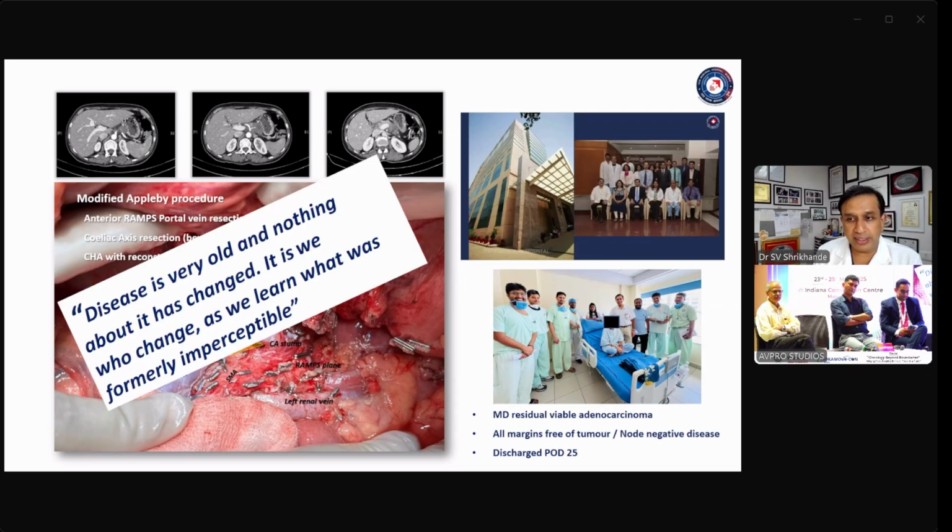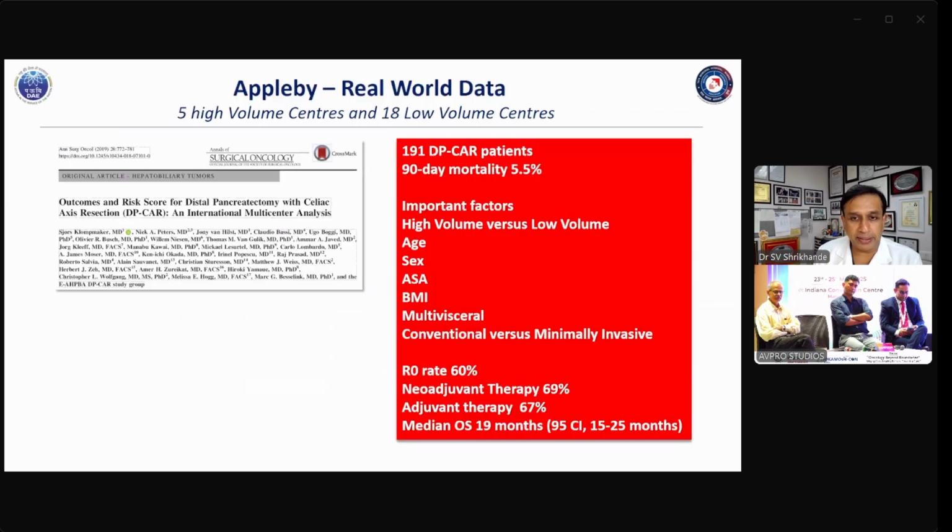So the disease is the same, but we are getting better. Is an Appleby procedure worthwhile? You can see that this is one of the largest multicentric studies, with only 5 high-volume centers and 18 low-volume centers from Europe. And you can see that of these 91 cases, there was 5.5% mortality at 90 days.